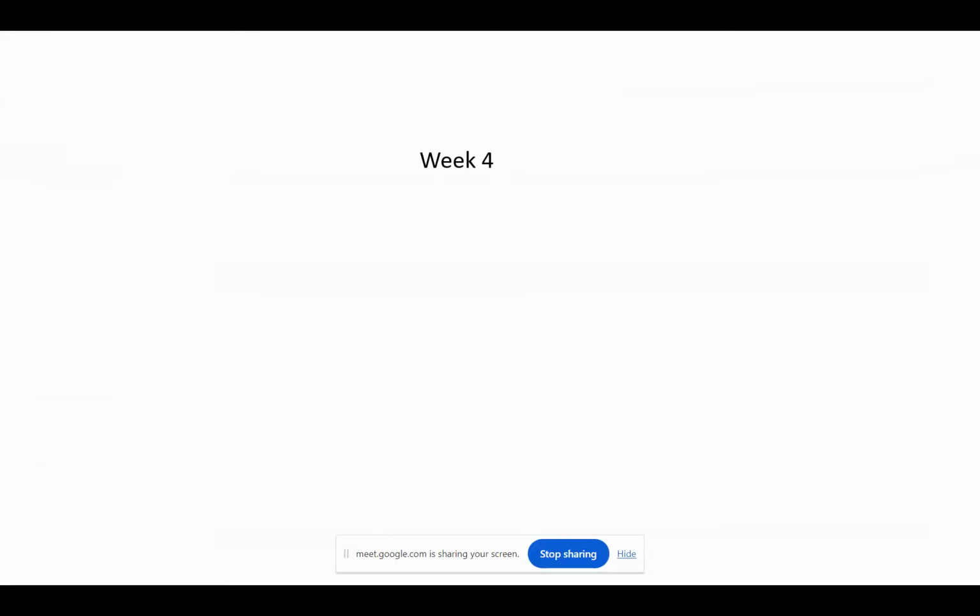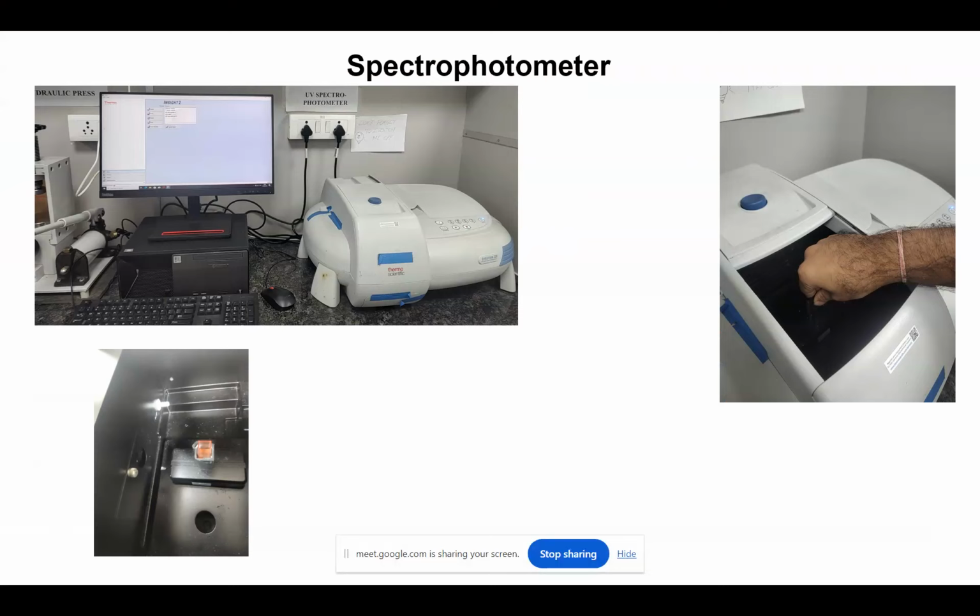So this is our week 4 class. Continuing from the previous lecture, I'll be starting with the spectrophotometer to analyze wastewater samples. Even if it's from industry or any other kind of wastewater, we can do the elemental analysis, and also determine the amount of filaments present in the wastewater, through the spectrophotometer.